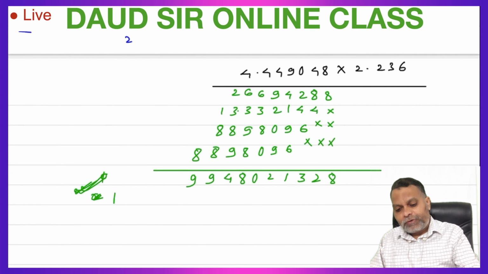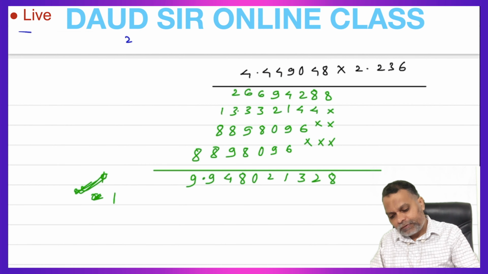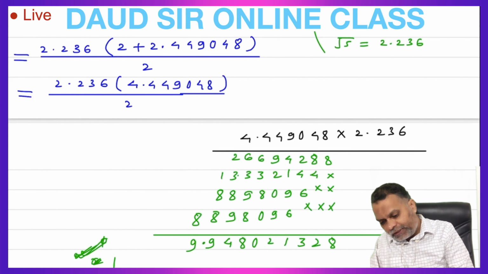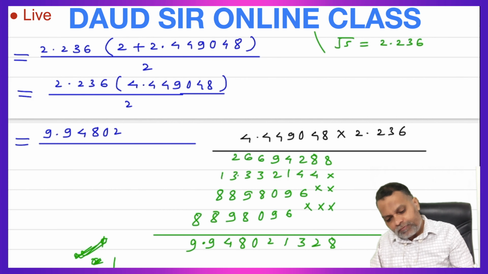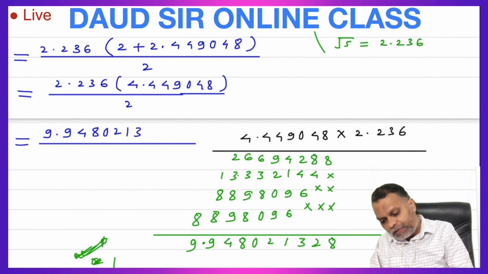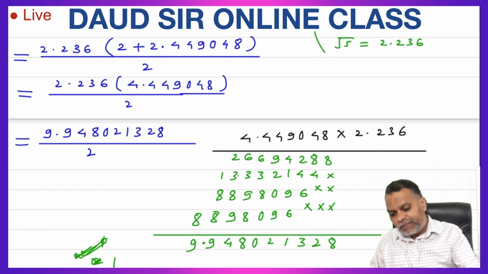After how many digits we have to put decimal? 1 2 3 4 5 6 7 8 9. 1 2 3 4 5 6 7 8 9. So 9 point this much, so which is equal to 9.9488021328 divided by 2. Now we have to divide this by 2.